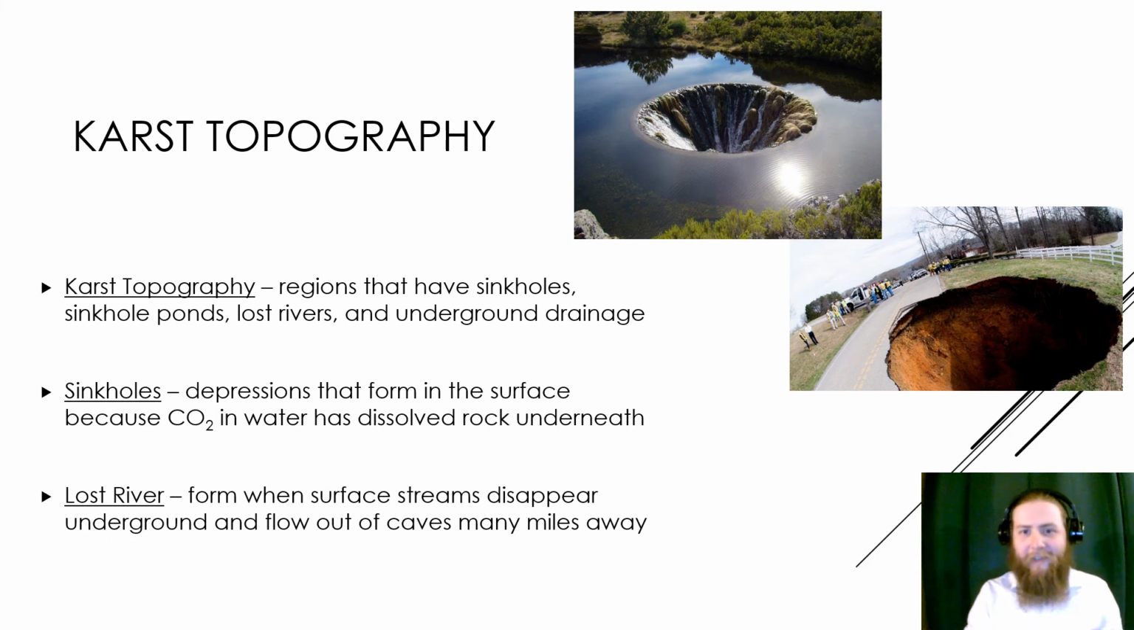In these areas that have a lot of very easily dissolved minerals, we get what's called karst topography. These are regions that have sinkholes, sinkhole ponds, lost rivers, and underground drainages. Sinkholes are depressions that form in the surface because the CO2 in the water has dissolved all the rock underneath of it. And we can get what's called lost rivers, where these rivers are disappearing in one region underground. They flow out of a cave or a cavern many, many miles away. So they're going underneath, disappearing, and then coming back out when they reach the surface level again.